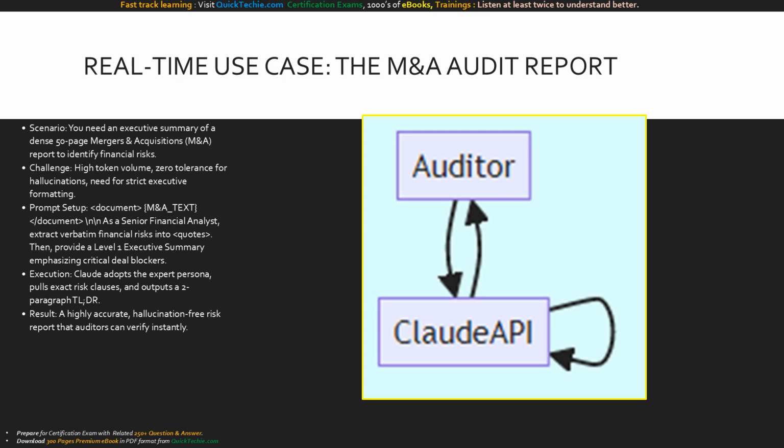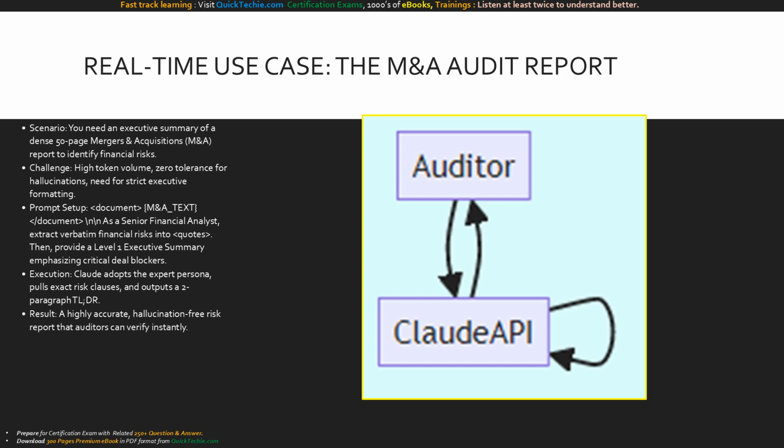Let's apply this to a high-stakes, real-world scenario, auditing a 50-page mergers and acquisitions report. The challenge is immense: high token volume, zero tolerance for hallucinations, and the need for a crisp executive format. We build our prompt strategically.